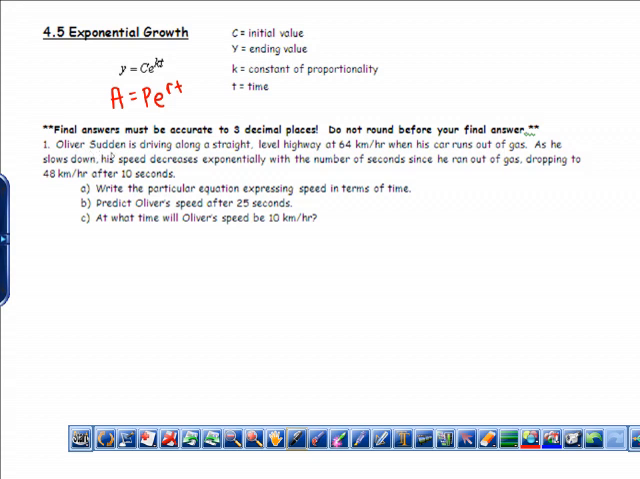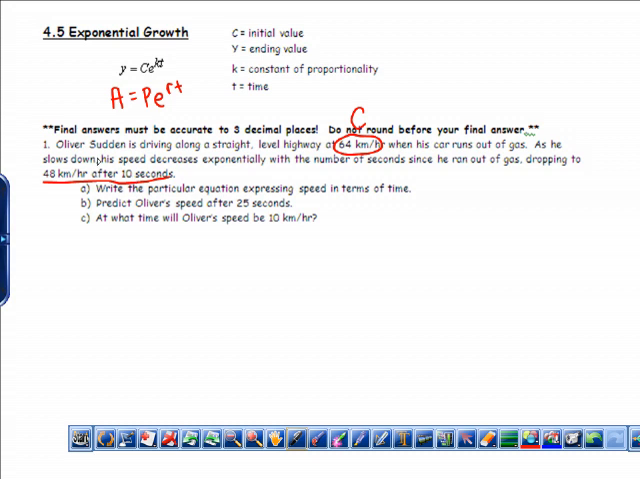All right, on this first problem it says Oliver Sudden is driving along a straight level highway at 64 kilometers per hour when his car runs out of gas. So here is his initial value. I'm going to label that as C. It says as he slows down, his speed decreases exponentially. So this is an exponential growth, or it can be a decay problem, with the number of seconds since he ran out of gas dropping to, and then they give us 2 other pieces of information, a current or ending value, a y, and then the specific time.